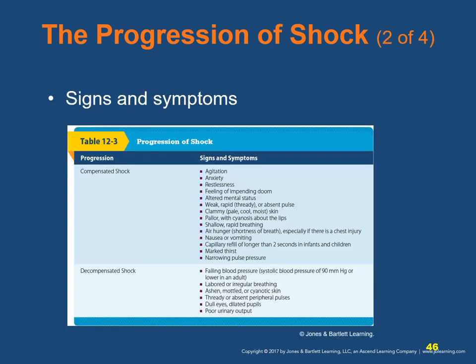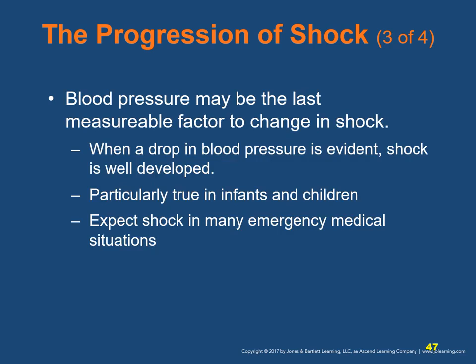The table on this slide lists the signs and symptoms of compensated and decompensated shock. Blood pressure may be the last measurable factor to change in shock. When a drop in blood pressure is evident, shock is well developed. This is particularly true in infants and children, who can maintain their blood pressure until they have blood loss that is more than half their blood volume. By the time the blood pressure drops in infants and children who are in shock, they are close to death.